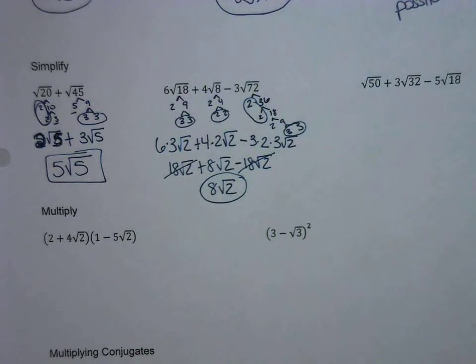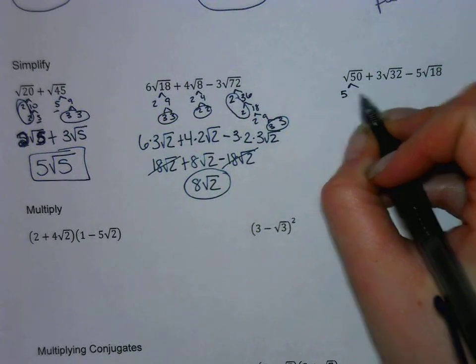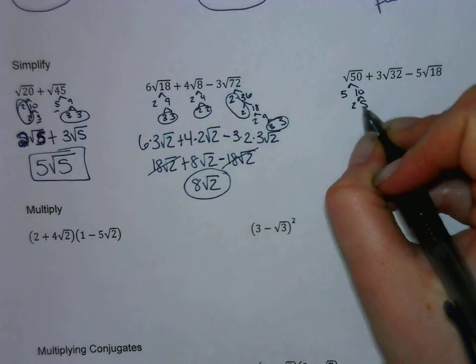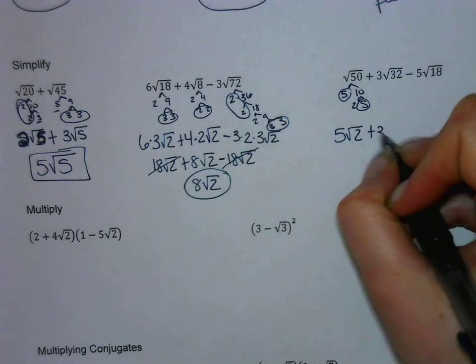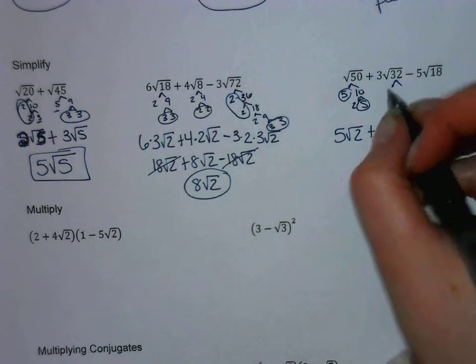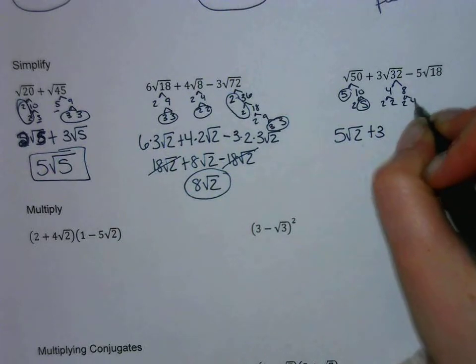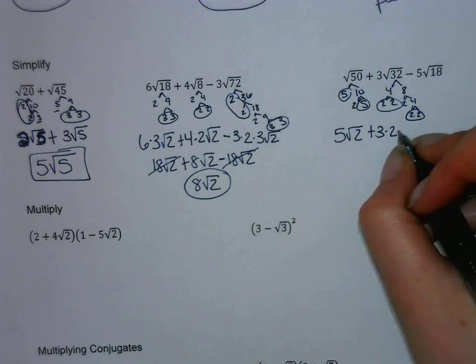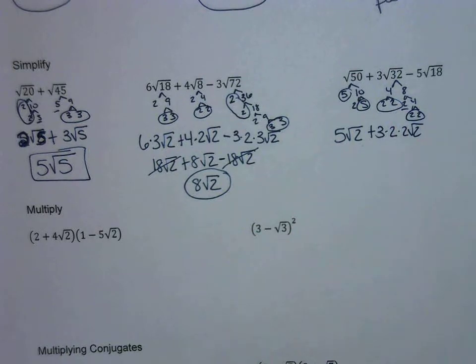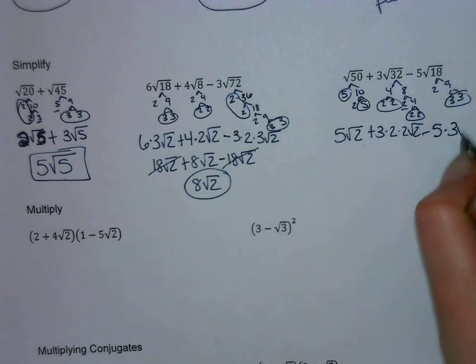So let's look at this last example. 50 is a 5 times 10, 2 times 5. So that means we have 5 square roots of 2 plus 3. If we factor the 32, we have 4 and 8, 2 and 2, 2 and 4, 2 and 2. So we can take out a 2 and a 2. We have a square root of 2 left over. Minus 5, 18, 2 and 9, 3 and 3. So times 3 with a square root of 2.